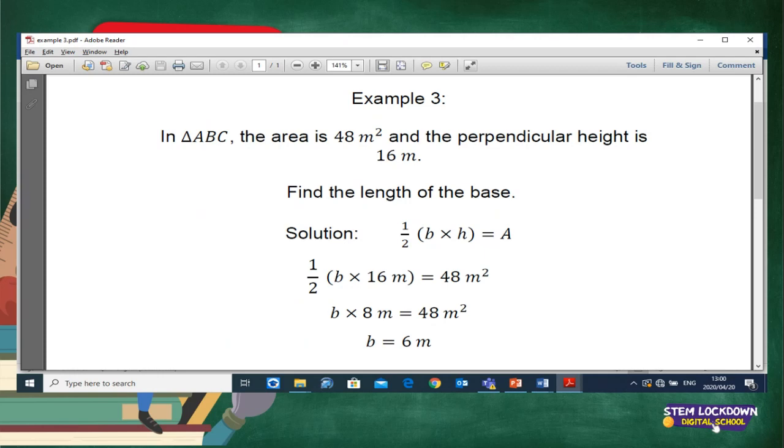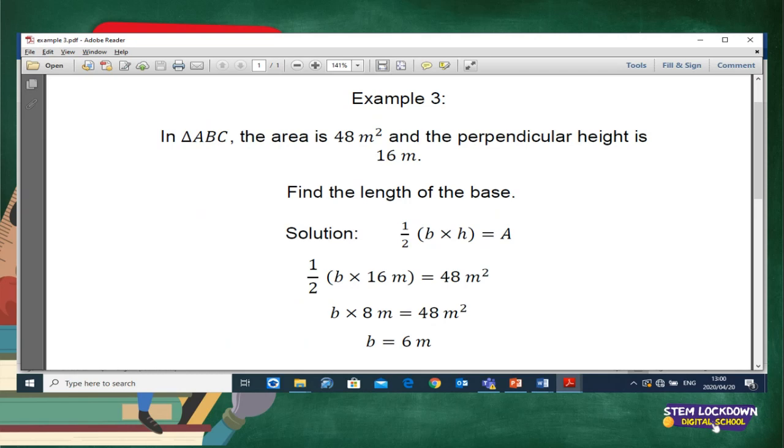So at times, you will not always be required to calculate the area. At times, you may be given the area and you may be asked or requested to find one of the sides. It could be the height or the base. Now, in this case, you are given the height. You are also given the area. This means that you need to find now the base.